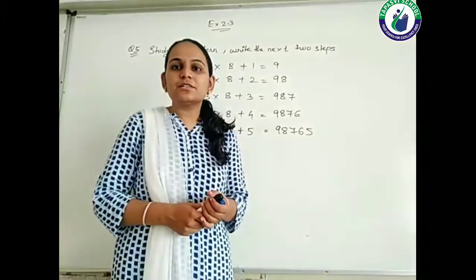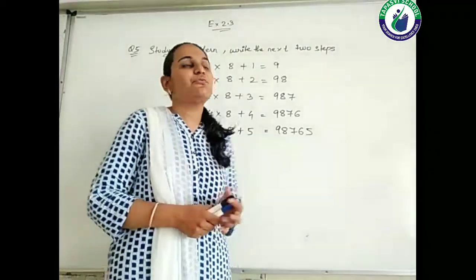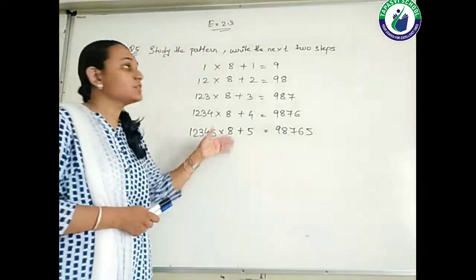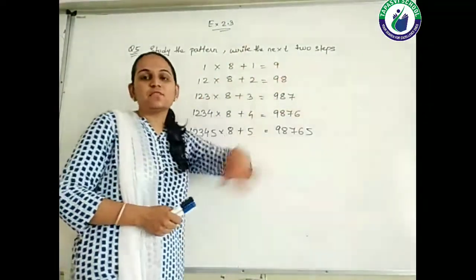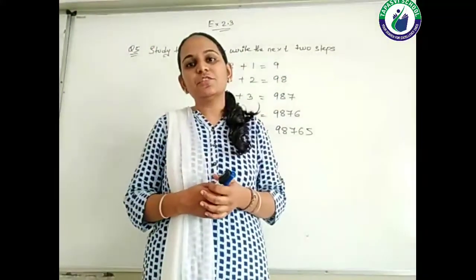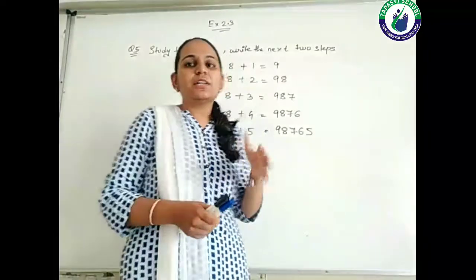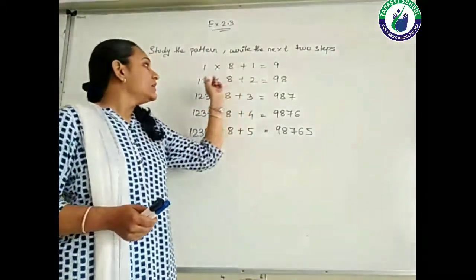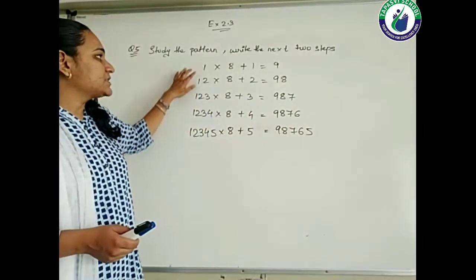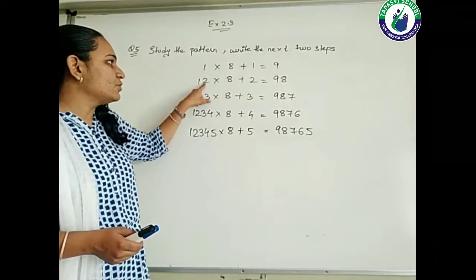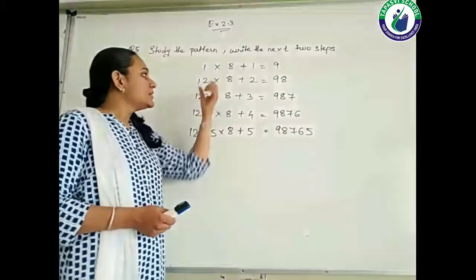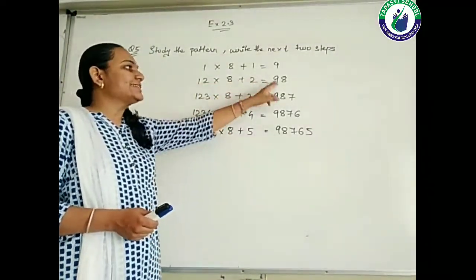Okay students, now let us see the last question, that is question number 5 of this exercise. Study the pattern, that means this pattern has been given to us. Write the next 2 steps. We have to write the next 2 steps of this particular pattern. Okay, let's see the pattern first. 1 into 8 plus 1 is 9. Now they are increased here as 2, right? Earlier it was 1, now one more number is added, that is 2. So 12 into 8 plus 2, that is 98.